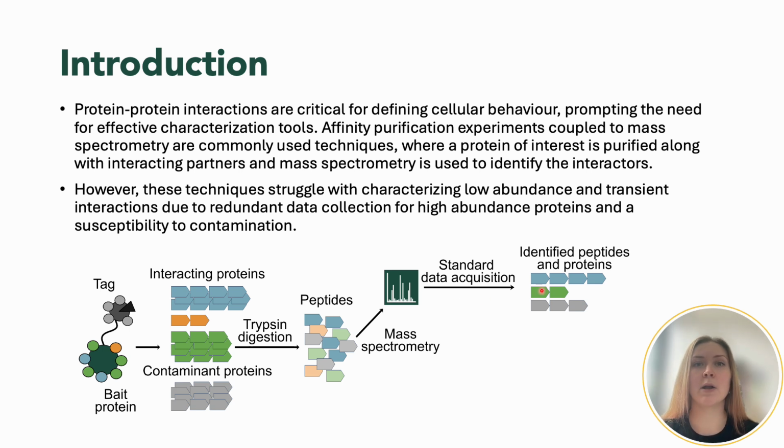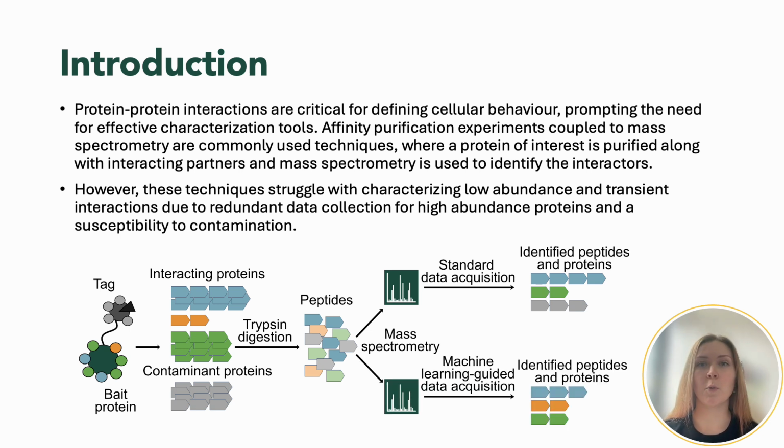Now, the issue is that mass spectrometry data acquisition has limitations for low abundance and transient interactions, and it typically collects redundant data about the same high abundance protein interactions at the expense of lower abundance interactions. Additionally, affinity purification experiments are susceptible to contamination, which means that more resources are wasted identifying biologically irrelevant interactions. But what if we could improve the way that the mass spectrometer acquires data in order to improve the sensitivity and also avoid identifying contaminants?